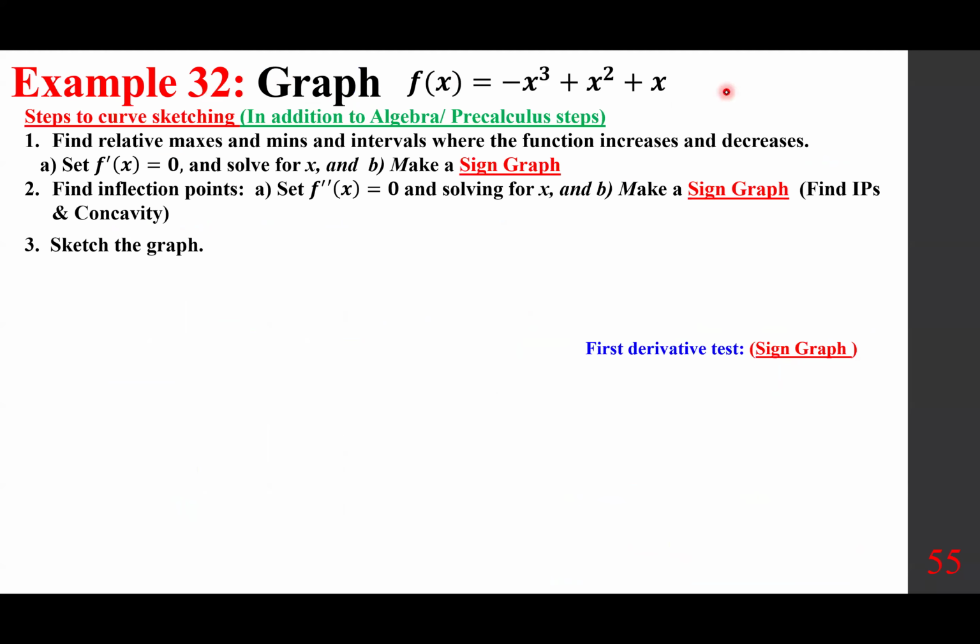Graph f of x equals minus x cubed plus x squared plus x. And of course, it explains how to do it, but it says steps to curve sketching in addition to algebra pre-calculus. So what I'm going to do, I'm going to ignore this, and I'm going to use algebra pre-calculus to graph it as we did before. I want to show you how it works, okay, everybody? And then we add calculus.